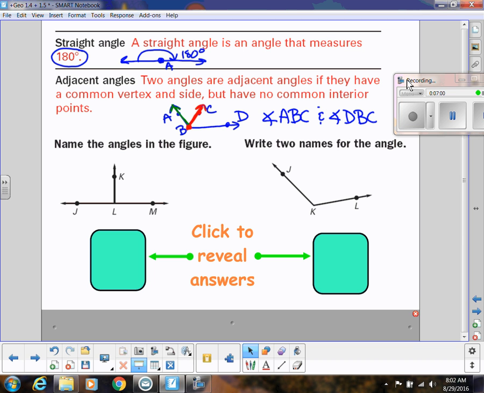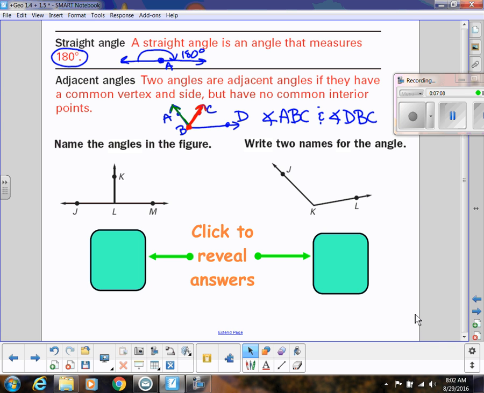So here's some naming practice. If you want to pause the video and see if you can name the angles, then go ahead and do that. In this first one, if I name the angles, I could say JLK, I could say KLM, and then JLM. So I have the two, looks like right angles, and then the straight angle. And remember, there are different ways to name that too. If you said KLJ instead of JLK, that's totally okay.